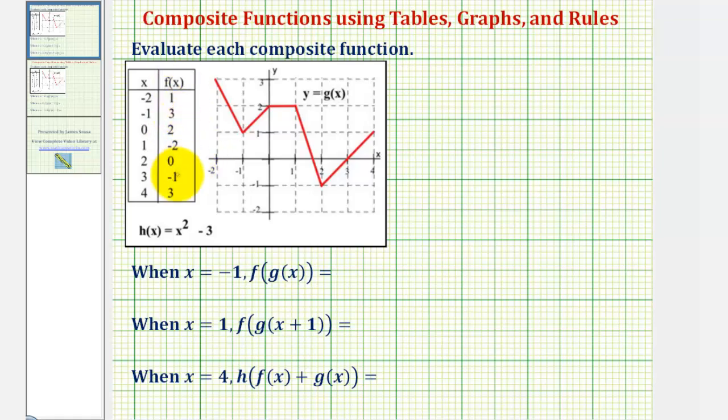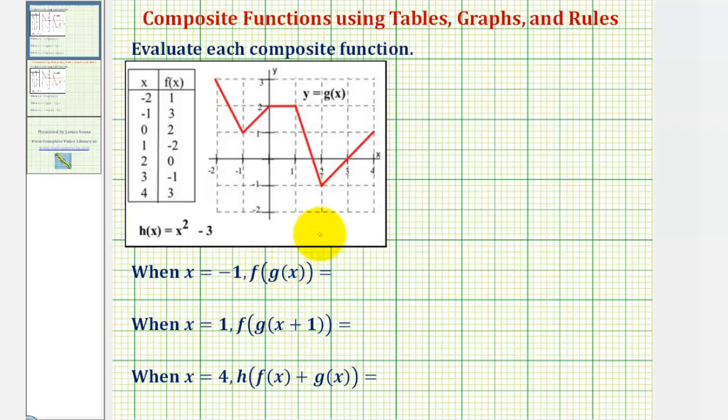Here we're given a table of values for f of x, a graph of g of x, and the function rule for h of x. We're asked to determine the following composite function values given the input or value of x. So for our first example, when x equals -1, we want to determine f of g of x.